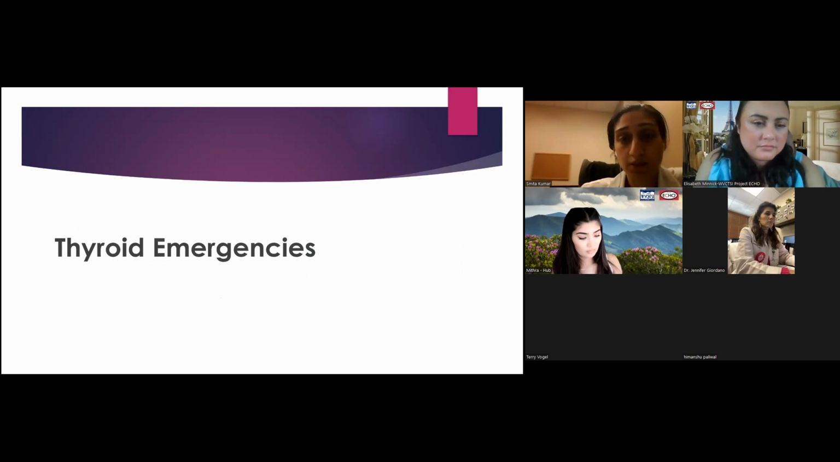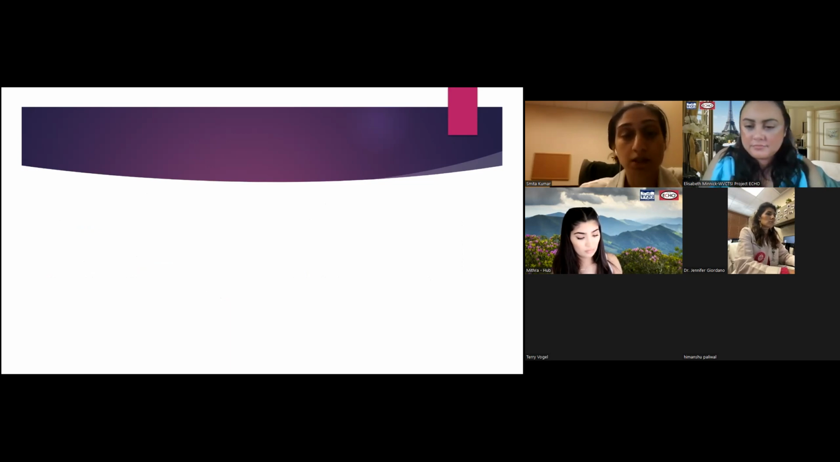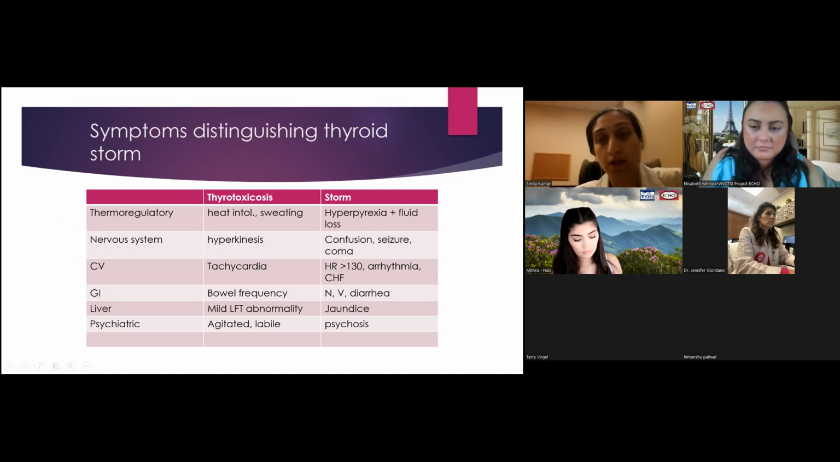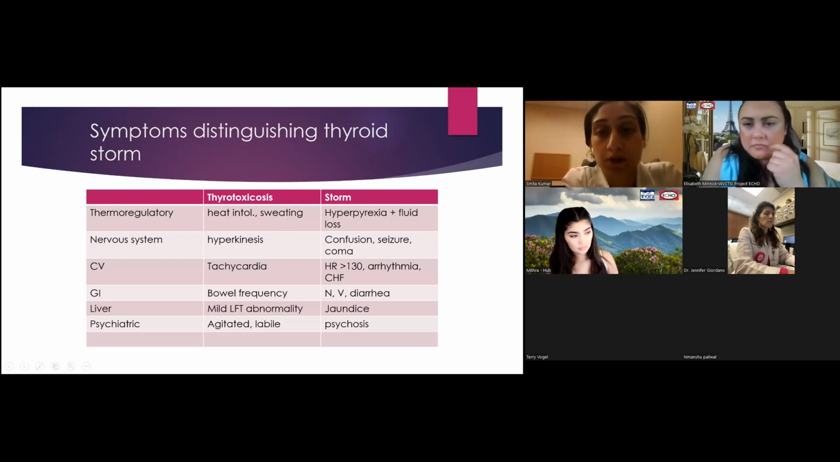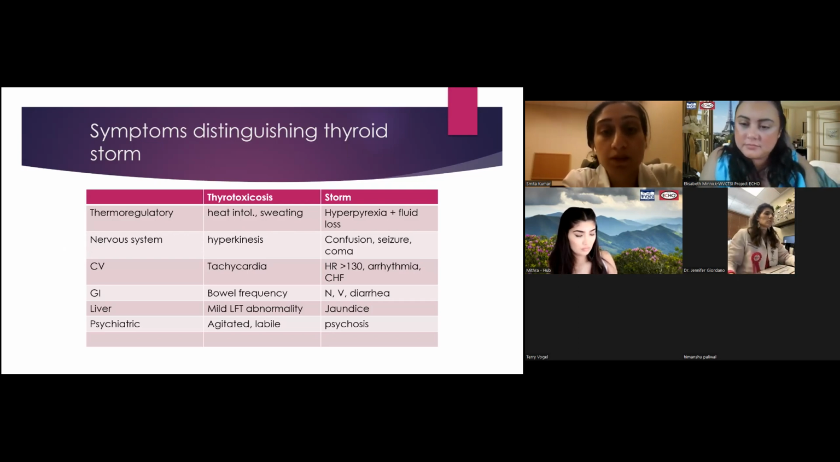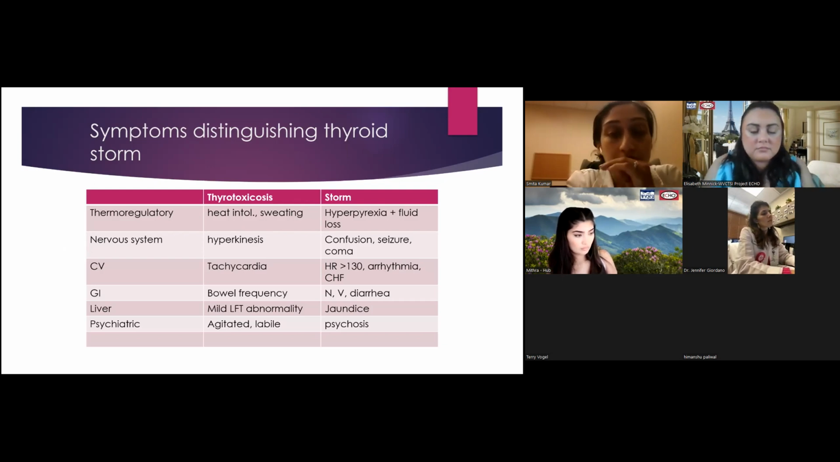All right, so just quickly touching base on thyroid emergencies. This is to help you distinguish what is just thyrotoxicosis from thyroid storm. So thyroid storm becomes a medical emergency where you would want to tell your patient to go into the hospital. And it's not really based on your thyroid level, it's actually based more on symptoms. So these are the things that distinguish the two. If they are confused, they have any sort of mental status changes, then you definitely want to send them into the hospital.